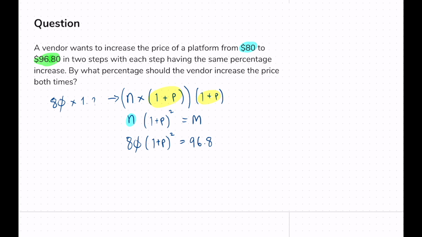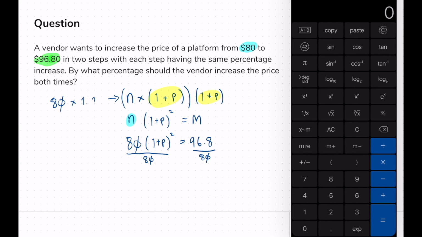Okay, so what I do is I move things so I can get 80 by itself. This is an interesting sum here. 96.8 divided by 80, that's equal to 1.21. So 1 plus p squared is equal to 1.21. The opposite of squared is square root. So I square root the answer. Perfect. That gives me 1.1 is equal to 1 plus p.